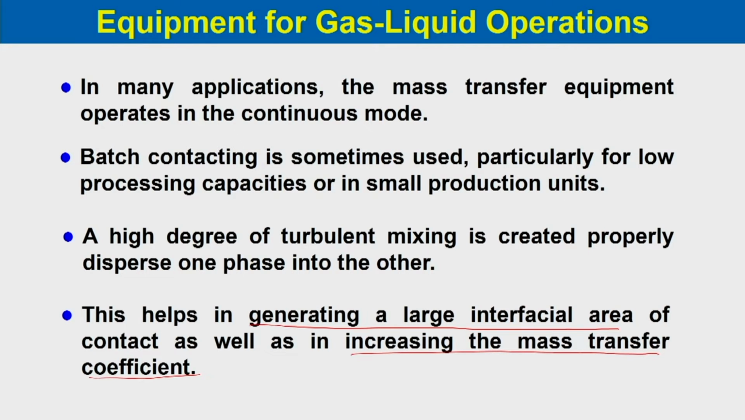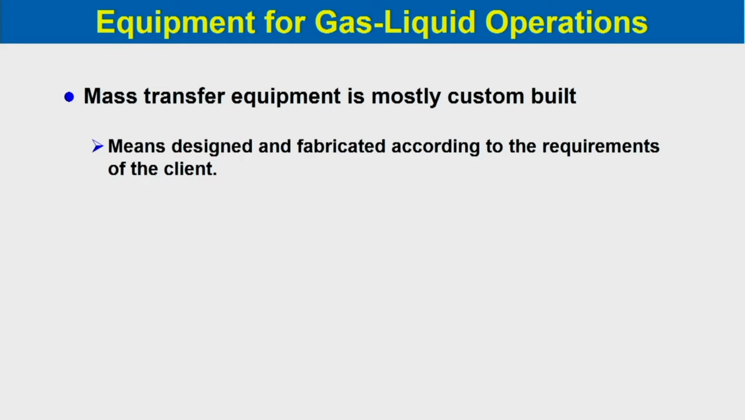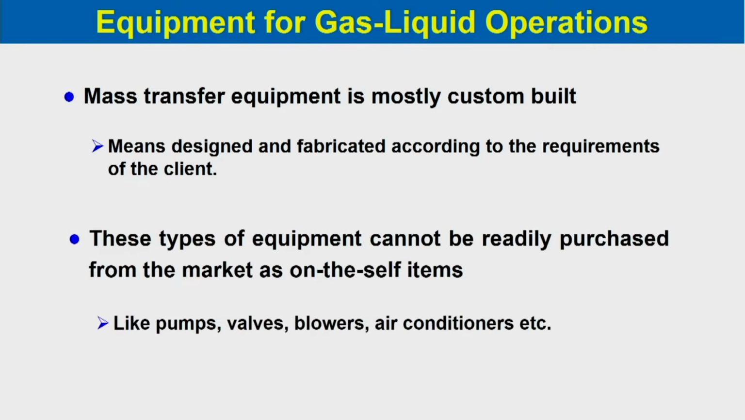separation process. Mass transfer equipment is mostly custom built, meaning it is designed and fabricated according to the requirement of the client. So, depending on our applications or the industrial requirement for a particular process, they will provide the product purity required for the separations, and based on that it has to be designed and then custom built for that requirement. So, most of the mass transfer equipment is custom built.